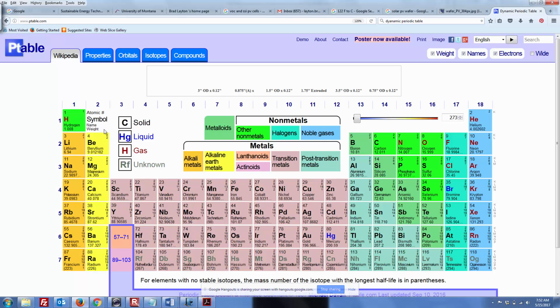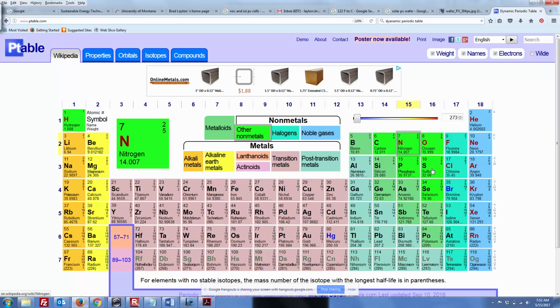Okay, so this is the periodic table of the elements, and what we can see here, this is silicon right here. Element number 14 is silicon. And when a solar cell is made, you put in either boron or phosphorus. So typically silicon is the main element, but you put in either boron, which is number 5, or phosphorus, which is number 15. And that's called doping.